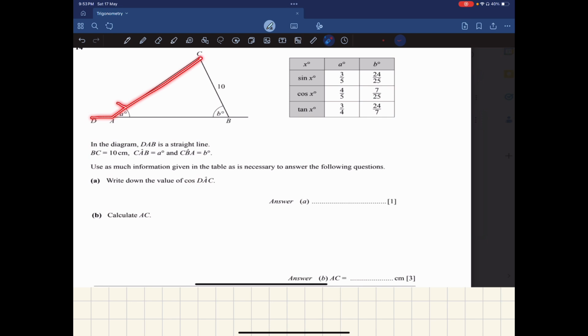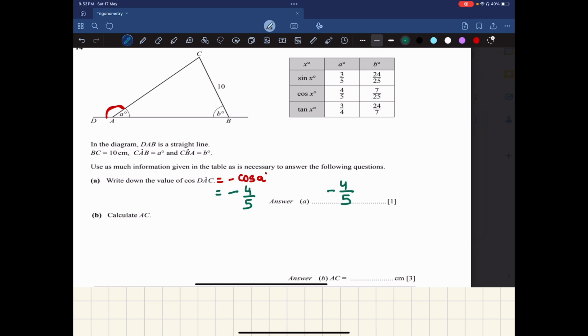DAC. Okay, so this angle, right? Let's label this angle. We know that the cos of this angle is going to be the negative of whatever the cos of A degrees is, right? So cos of DAC will be equal to negative cos of A degrees. We know that from the supplementary angle identities, right? Now, what is the value of cos of A? So it is 4 over 5, right? So it is going to be negative 4 over 5.